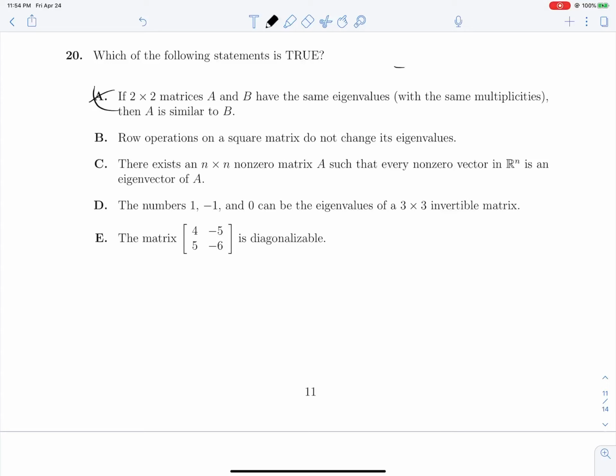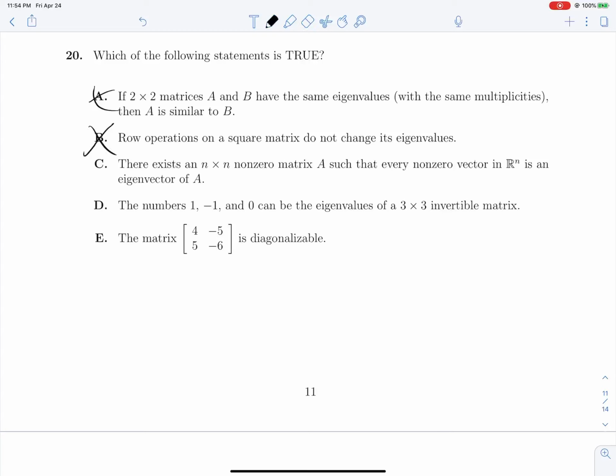We should know this by now. If you do some row operations on a matrix, you're changing its eigenvalues. That's why we're not allowed to do anything to our matrices before we solve for the determinant of A minus lambda I. So that's no good. Row operations do change eigenvalues. This one says do not, so it's false.